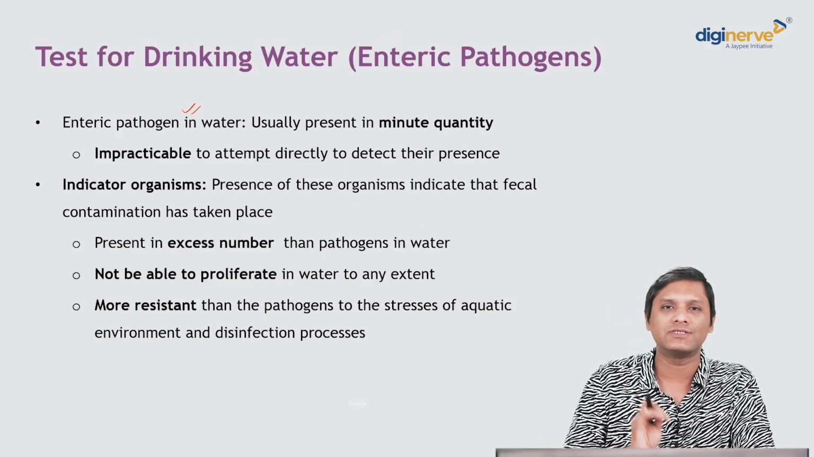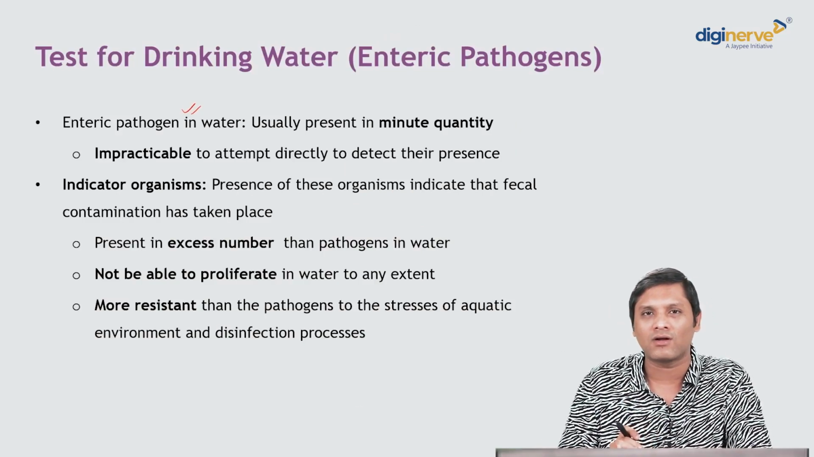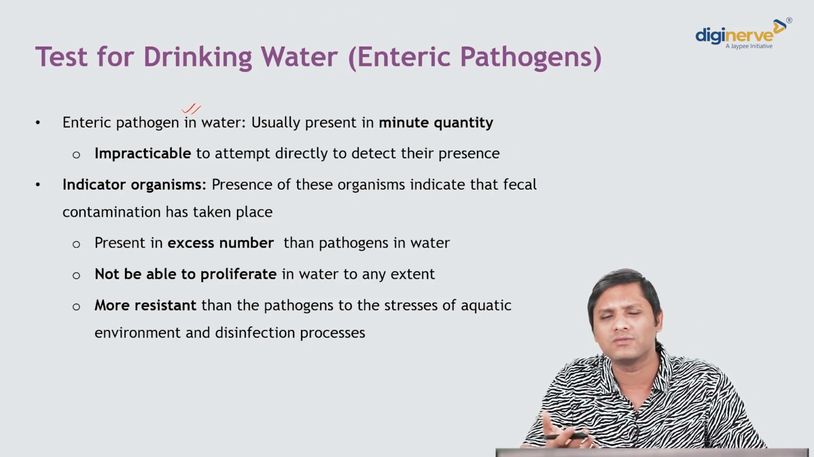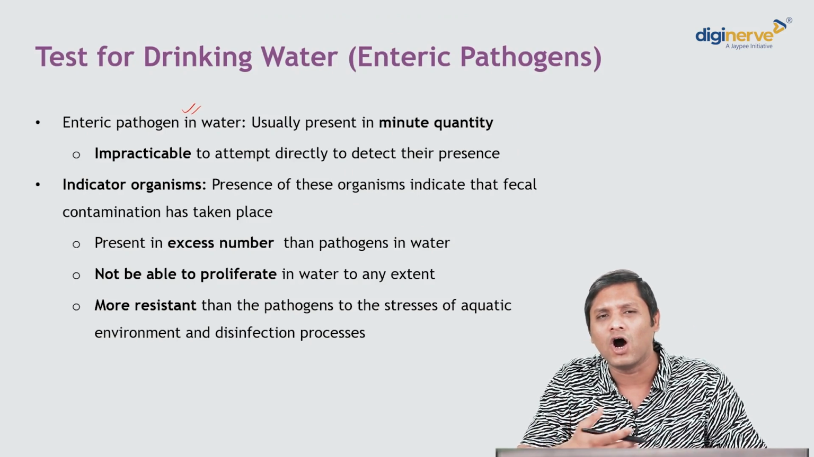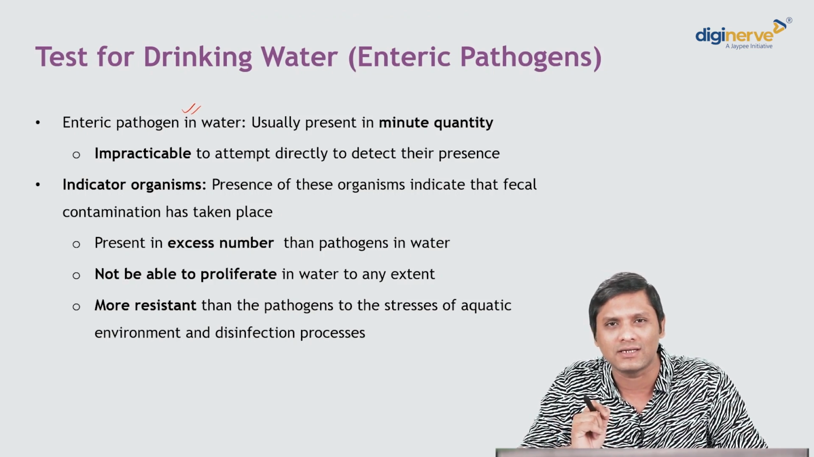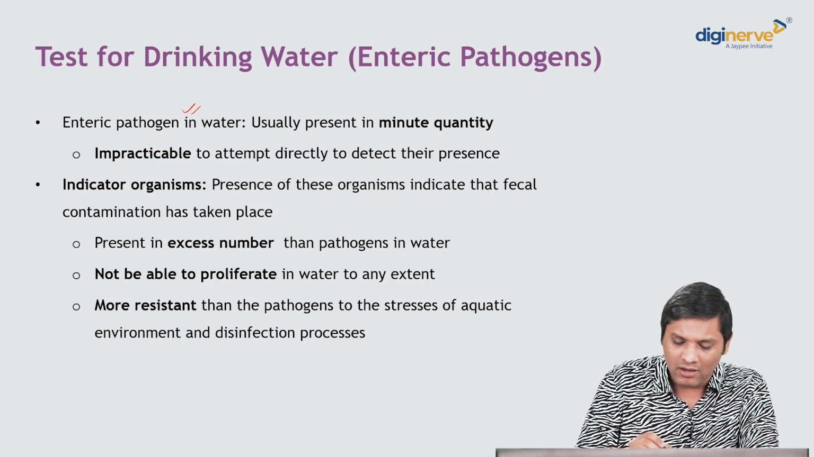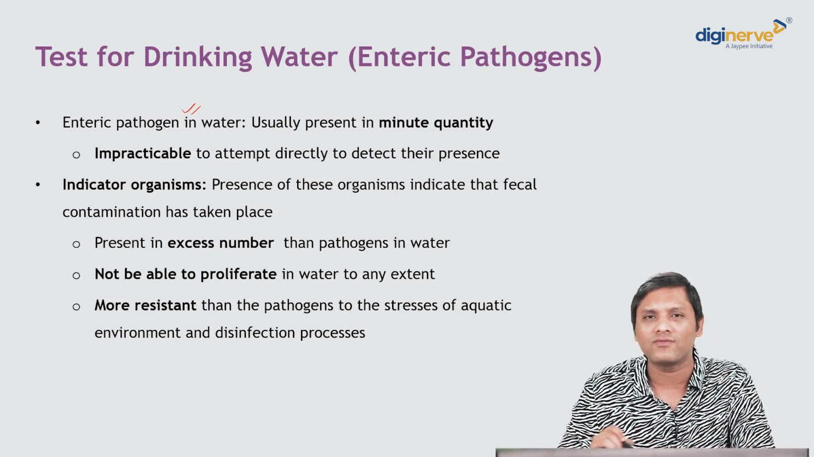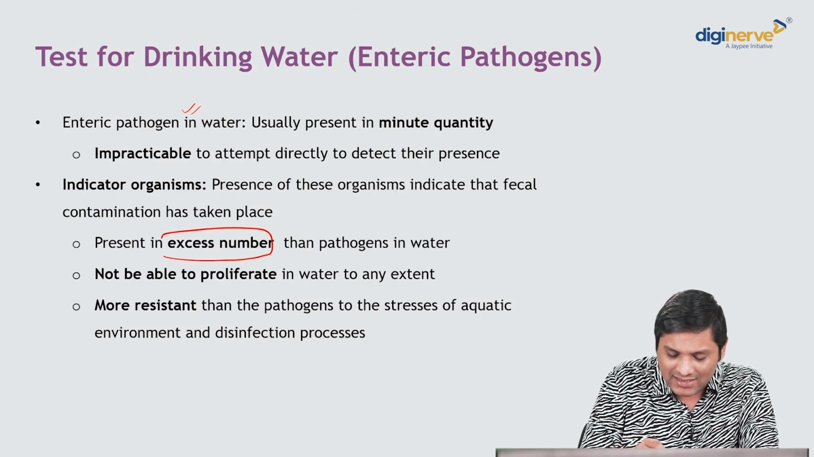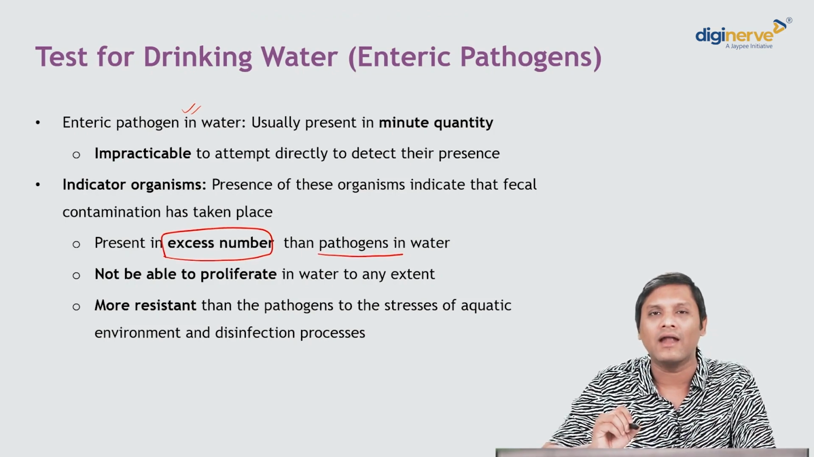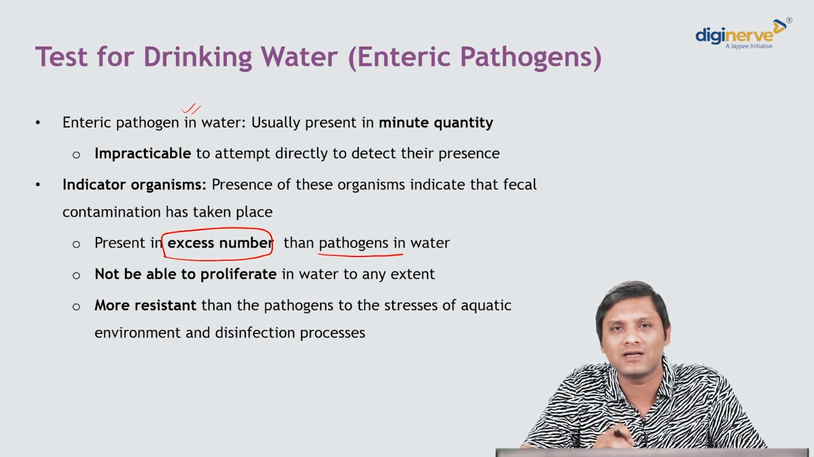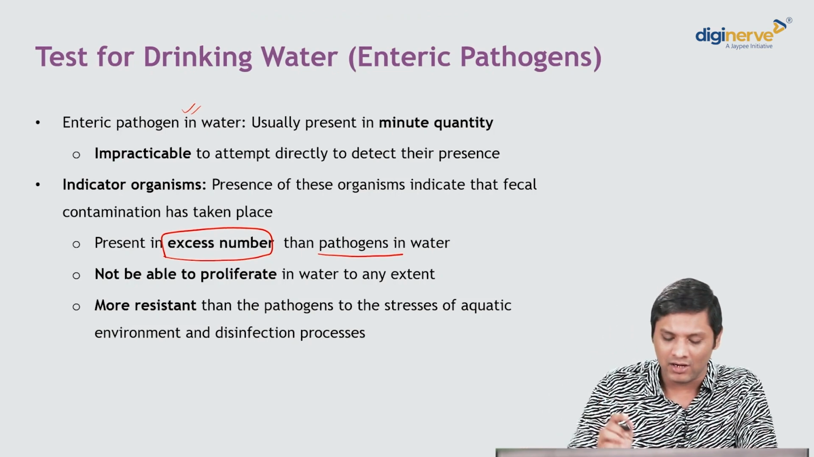Now we will see the properties of indicator organisms, because the human GI tract has various organisms. Commensals are enormous, numerous commensals are there. So which commensals are used as indicator organisms? The important properties of indicator organisms include that they should be present in excess number compared to the enteric pathogens in water.